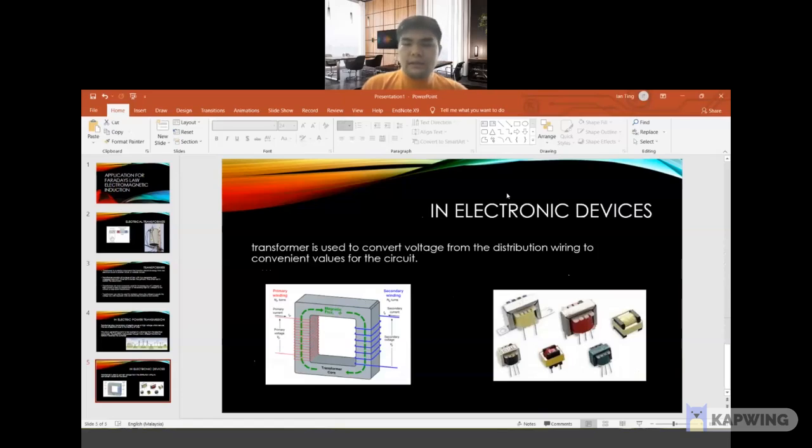Another area is that transformers can be used in electronic devices. A transformer is used to convert voltage from the distribution wiring to convenient values for the circuits.